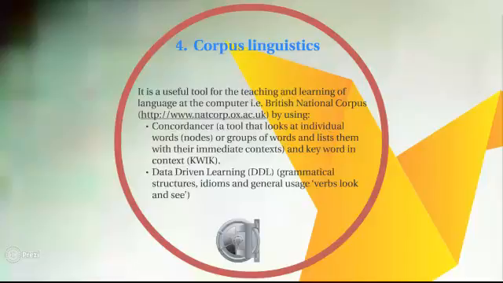And the fourth is corpus linguistics. It is a useful tool for the teaching and learning of language at the computer. For example, the British National Corpus at www.natcorp.ox.ac.uk, by using a Concordancer as a tool that looks at individual words or nodes, and data-driven learning or DDL, where the students can learn about grammatical structures, idioms, and general usage like the verbs look and see.